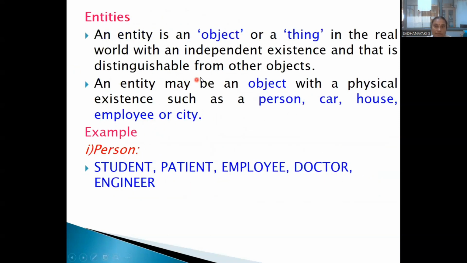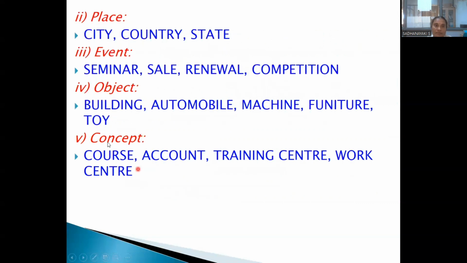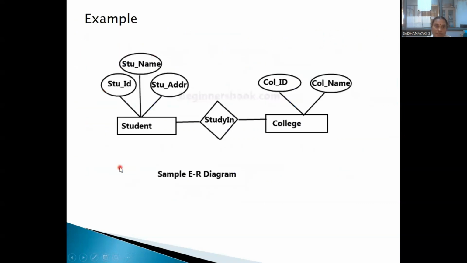So the entity is nothing but an object or a thing in the real world that is distinguishable from other objects. It may be a physical existence such as a person, car, house, etc. In the same way, a person can be a student, patient, employee, engineer, etc. In the same way, we can represent various entities: place, event, object, concept, etc. The representation of an entity can be done with a rectangle, like student and college.